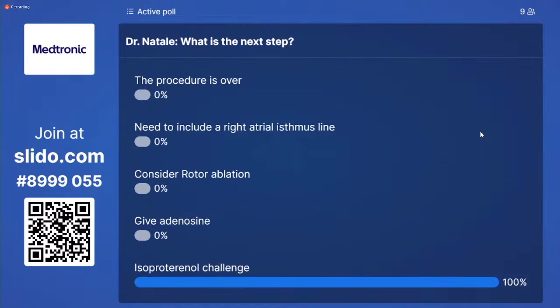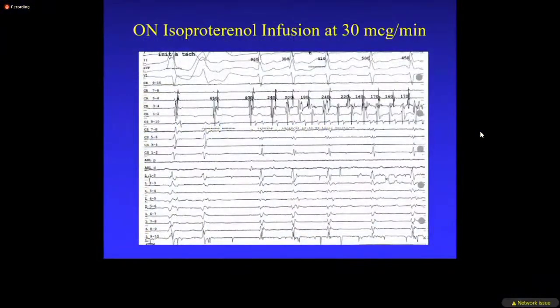Yeah, let's keep it at 100%. That's good. So that's what we did. And this patient had this very organized-looking firing, obviously, after all those ablations. This was actually from the right side of the septum, coming back out on the isoproterenol.